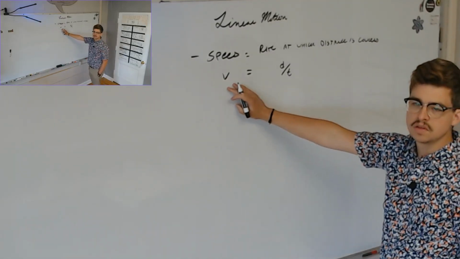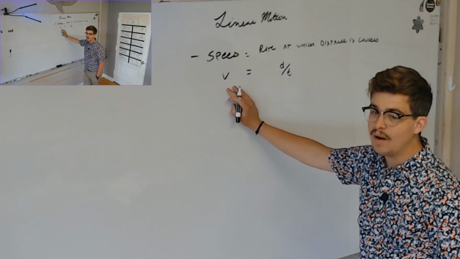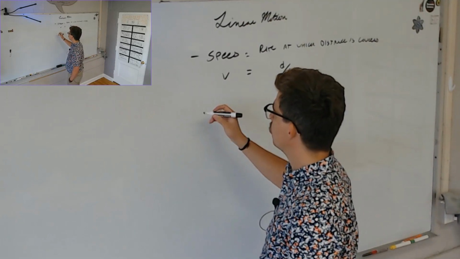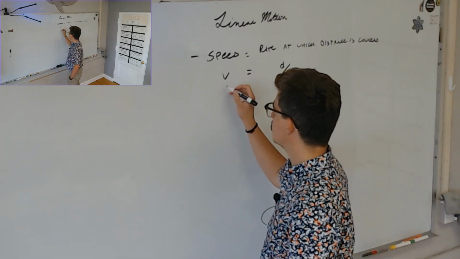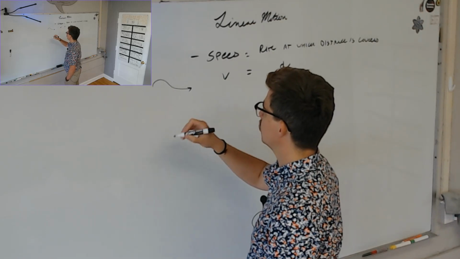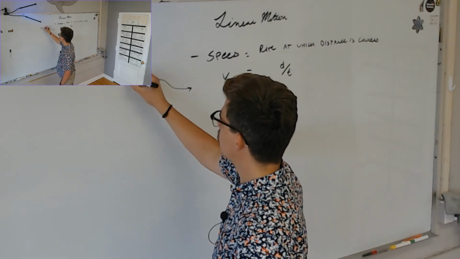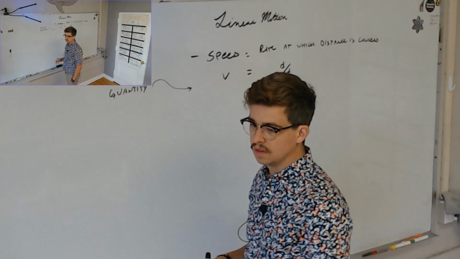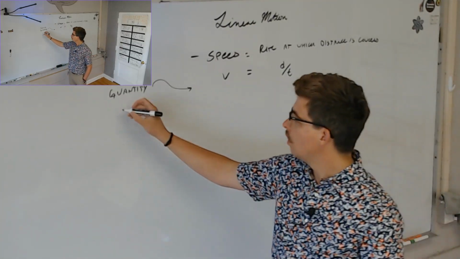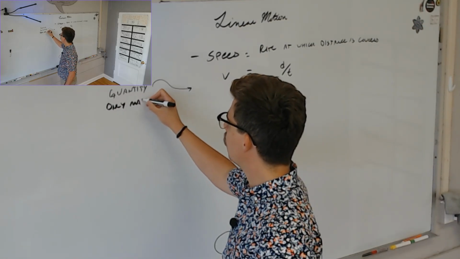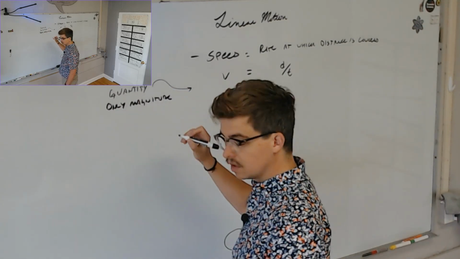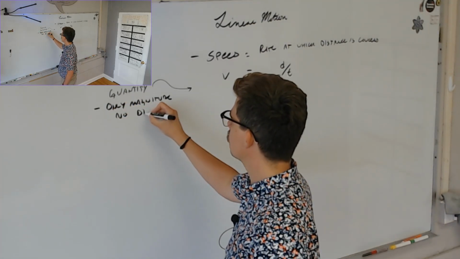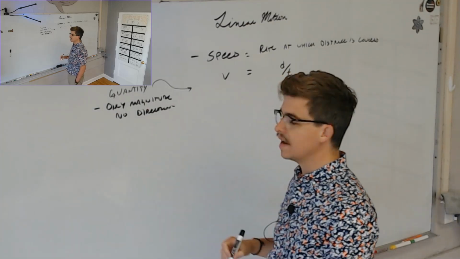I like to use this V without an arrow over it for speed, and the V with an arrow over it for velocity. We'll have a little side note here. Speed is a scalar quantity, meaning this quantity only has scale, only magnitude, only an amount, no direction. So speed has magnitude but no direction.